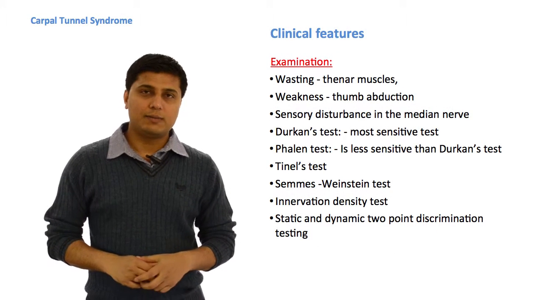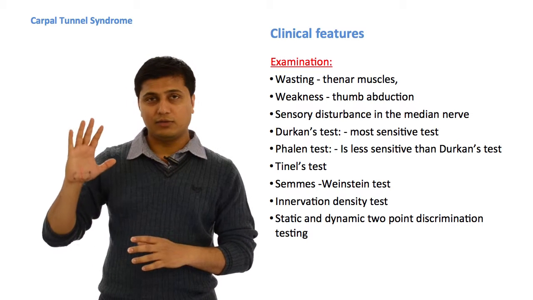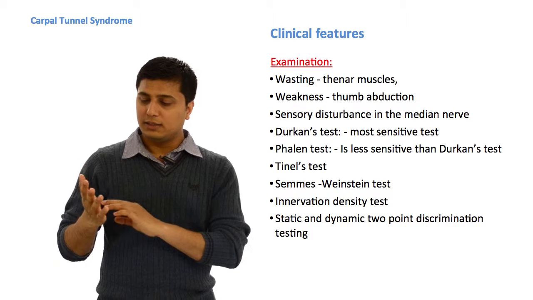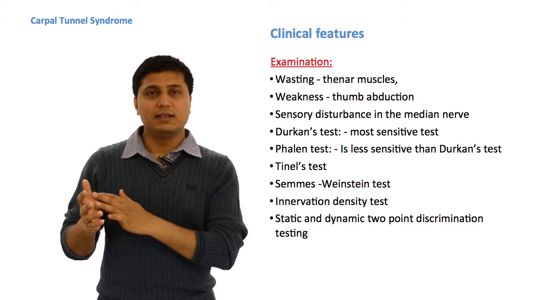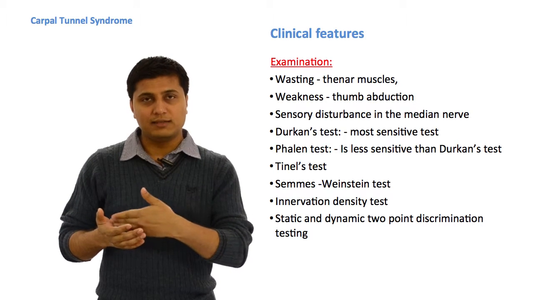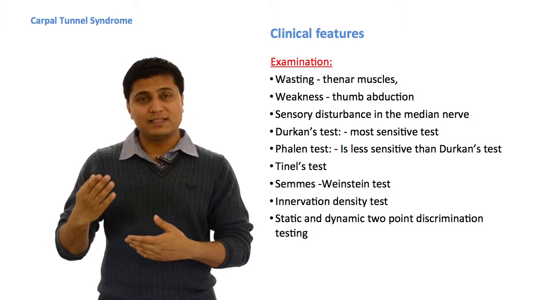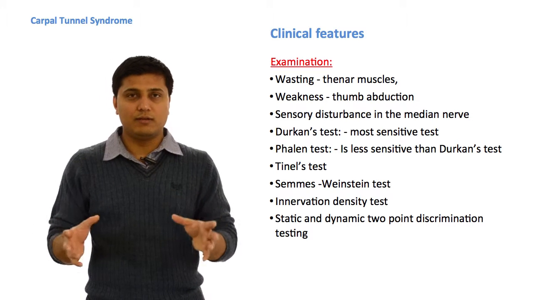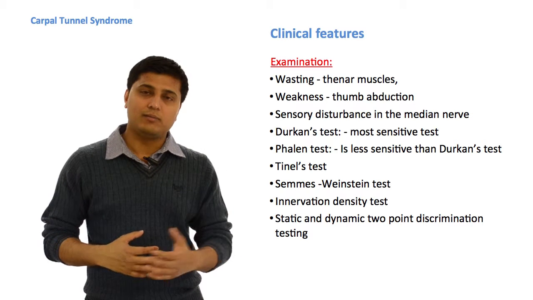Let's look into the clinical examination findings. If you look at the hand, it may appear completely normal in most of the cases, or in severe cases, or in long-standing cases, there may be weakness in the thenar muscles. And there may be sensory disturbance in the distribution of median nerve. There may be weakness of abduction. There are specific tests as well. So these are the general findings, but there are some specific tests which we can do to confirm the presence of carpal tunnel.